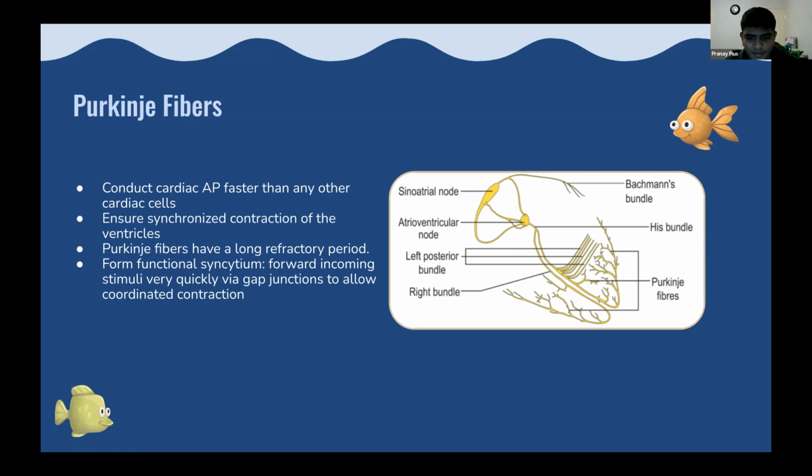Now they have a long refractory period in order to allow for the heart to contract and then allow the process to start all over again. But yeah, the reason why they have really fast conduction is because the Purkinje fibers travel through gap junctions, which not only allow coordinated stimulation, but also a faster output.